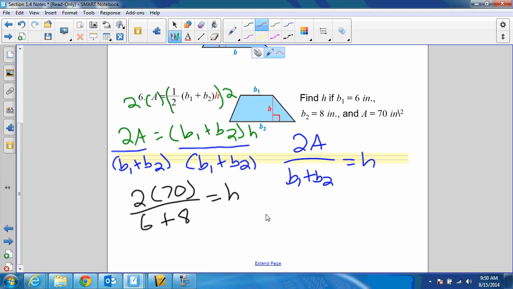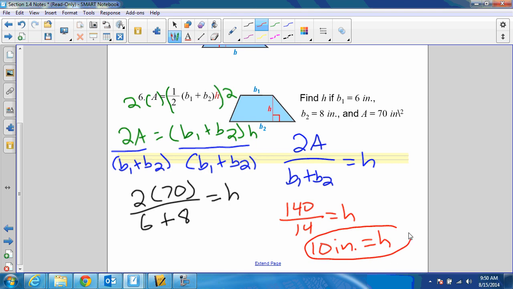Okay, once you get there, simplify it down. 2 times 70 is 140. 6 plus 8 is 14, equals the height. 140 divided by 14 should just be 10. So your height should end up being 10 what? 10 inches. Okay, that is your height.